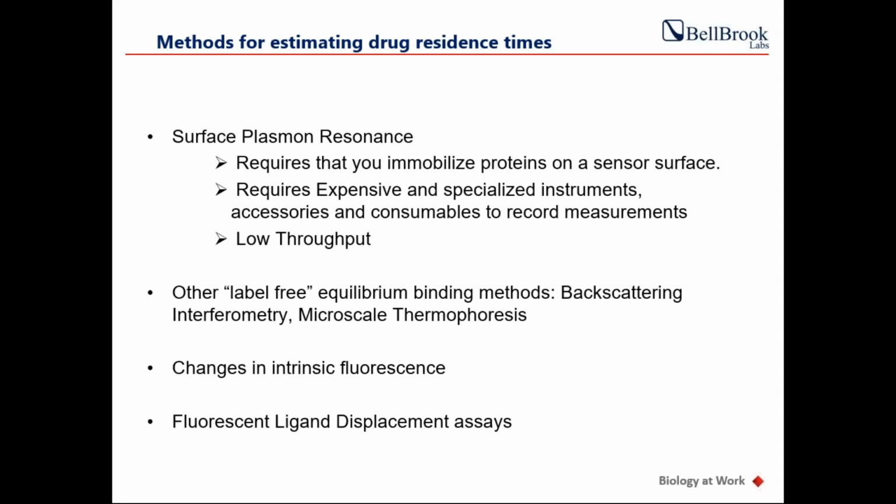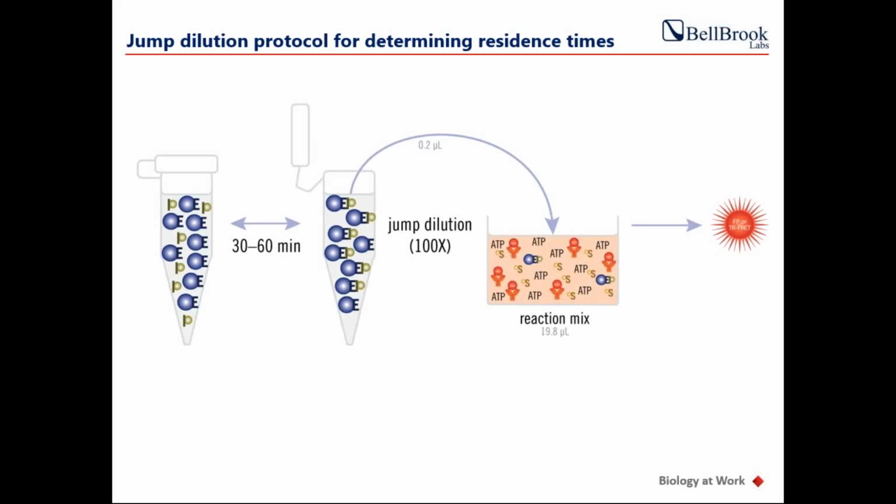So the ways to measure it are either biophysical methods, things like surface plasmon resonance, or to look at ligand displacement assays, or, as I'll show you, to do what's called a jump dilution method. We like this method because you're actually looking at the dynamic catalysis. So you're looking at the displacement of the inhibitor during dynamic catalysis of the enzyme.